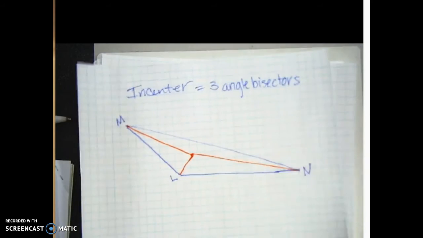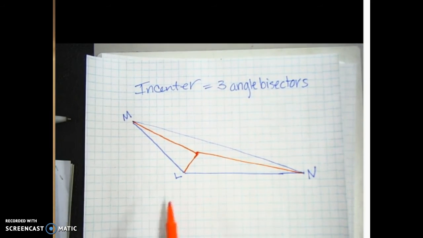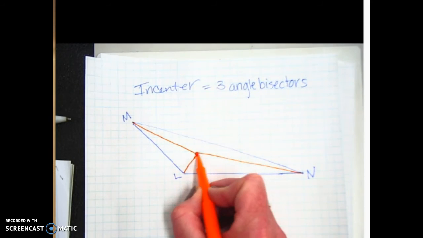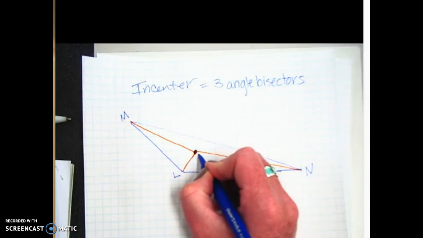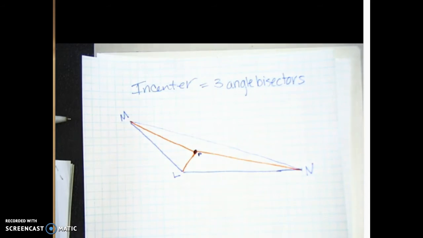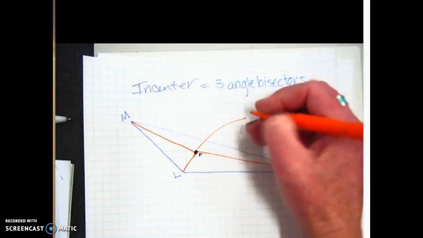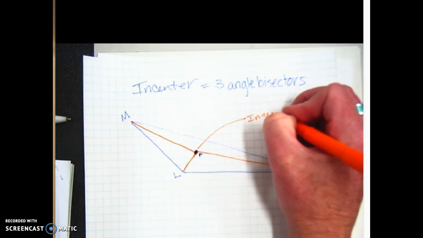Okay? Once you've bisected all 3 angles, that's going to give you a point in the middle. We'll call that point P as in Paul. And that point is now our in-center.